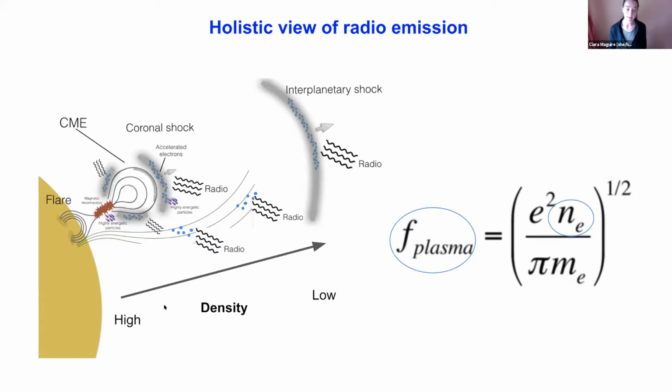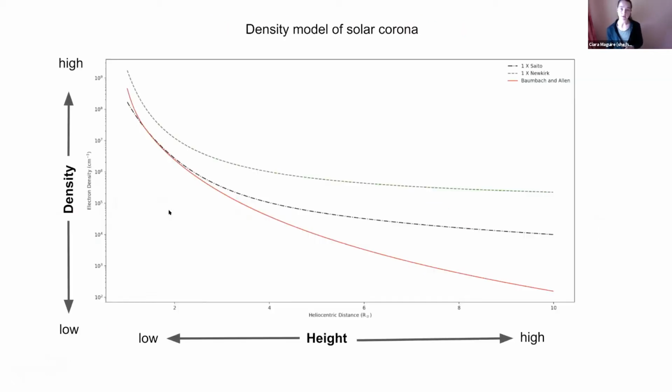So we know that lower down in the solar corona, we have much higher densities, and it drops almost radially as we move outwards. So emission with a high frequency tells us that it's coming from a high density region, low down in the solar corona. But in order to get from frequency to electron density, then to an idea of the heights and a spatial idea of where these sources are, you need a density model, something that Eoin will touch on later.